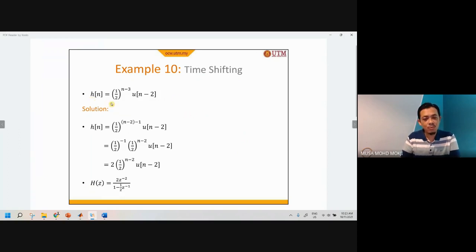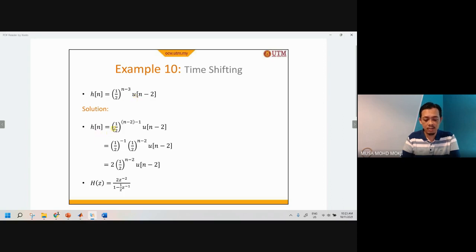Hn equals 1 over 2 to the n minus 3 times un minus 2. So now we have a delay by 2, but this is something like minus 3. If we want to have a delay of 2, we need to modify this a bit. So how should we do that?